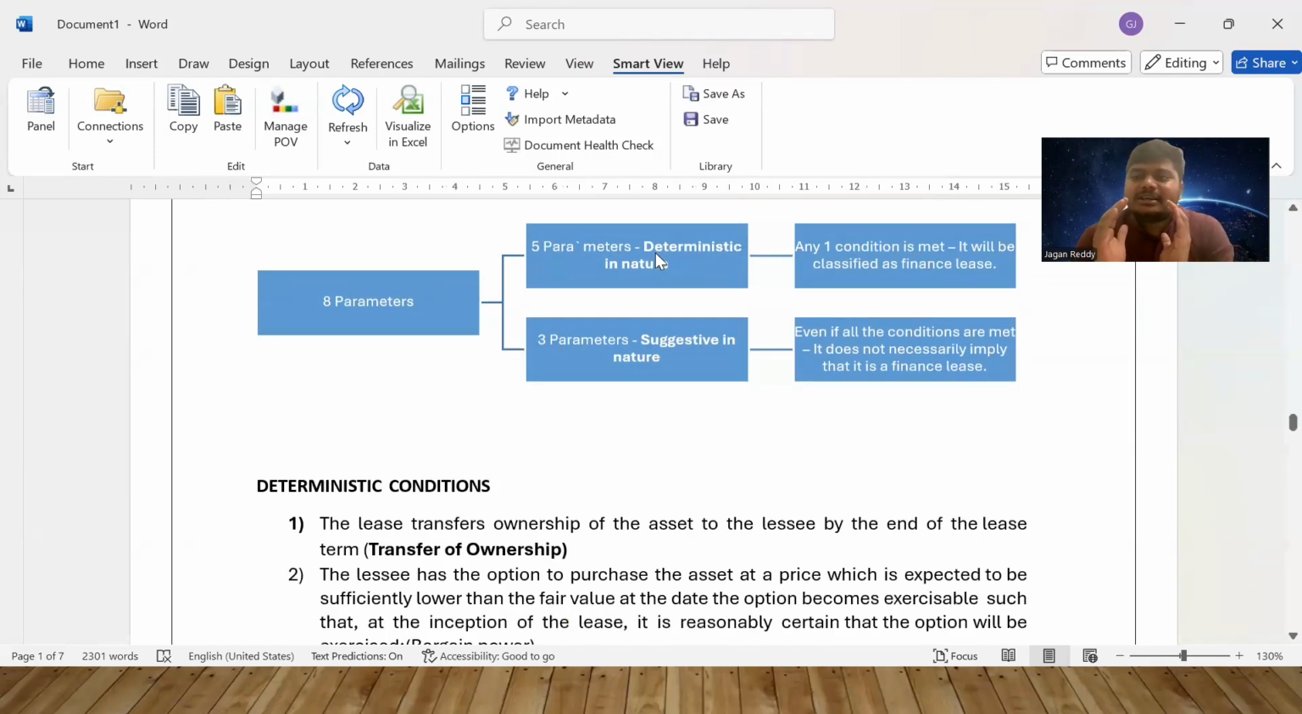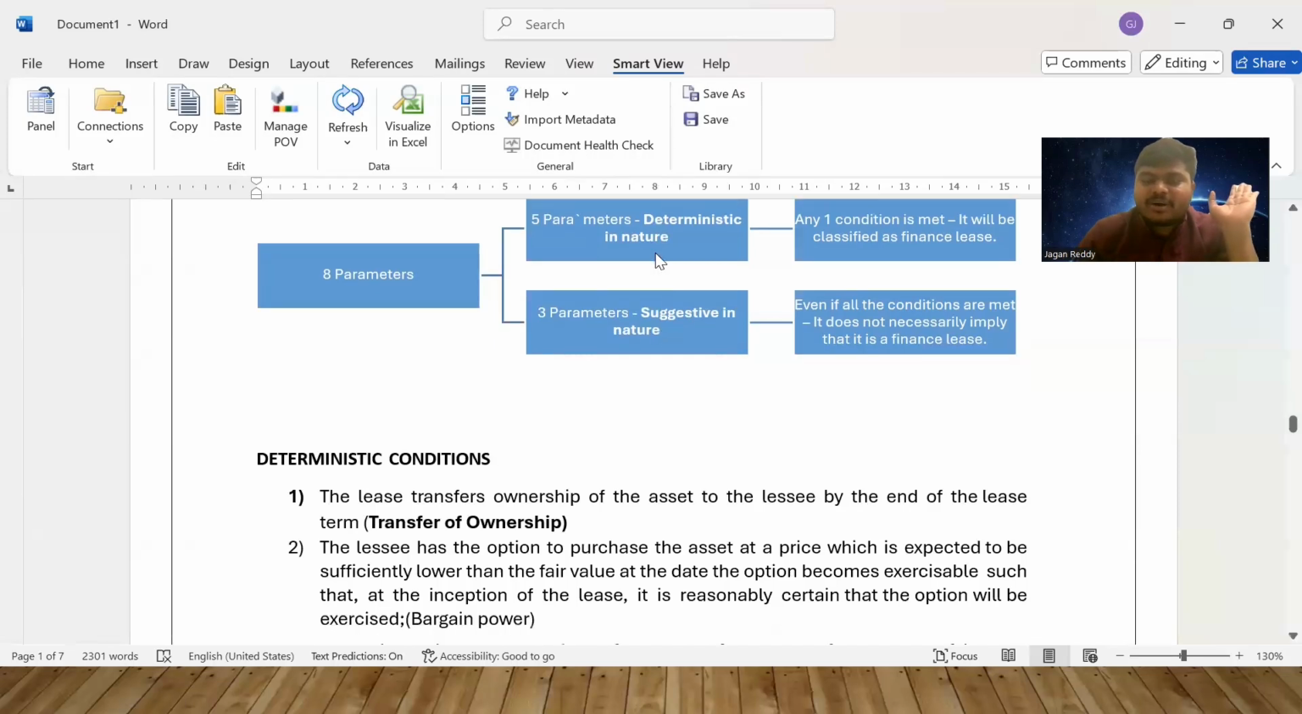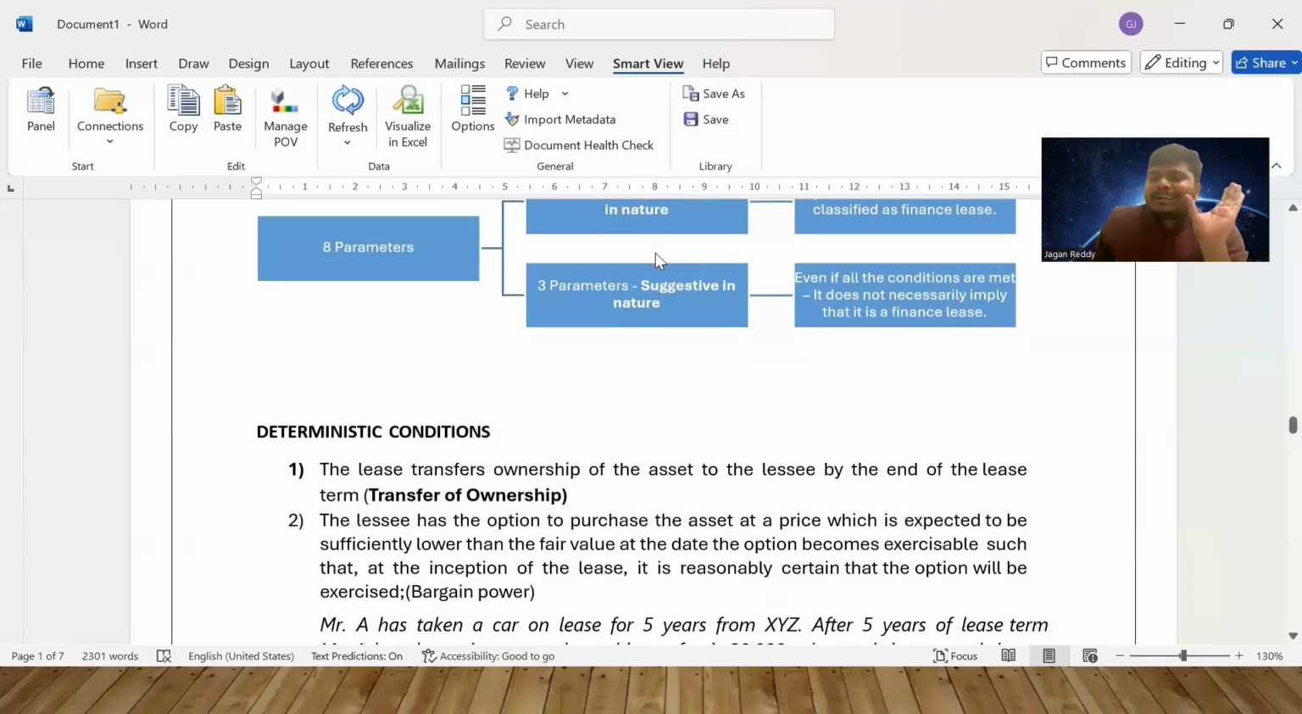At the end of the lease term, the ownership of the asset is transferred to the lessee, then it should be considered as a finance lease. Transfer of ownership is the first point that you have to remember. If the ownership is transferred at the end of the lease period, then it should be considered as a finance lease. Second one is, for suppose the asset life is 10 years, the asset given on lease is for 8 years. Substantive period is with the lessee only. Then it should be considered as a finance lease.